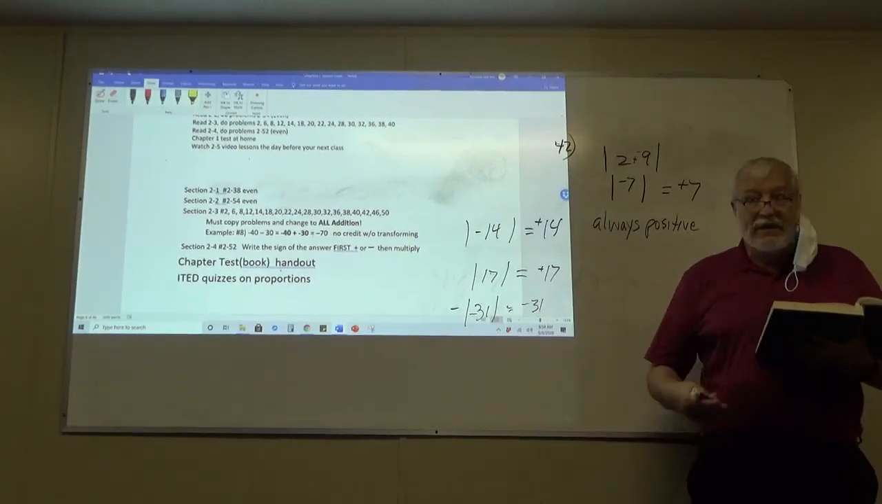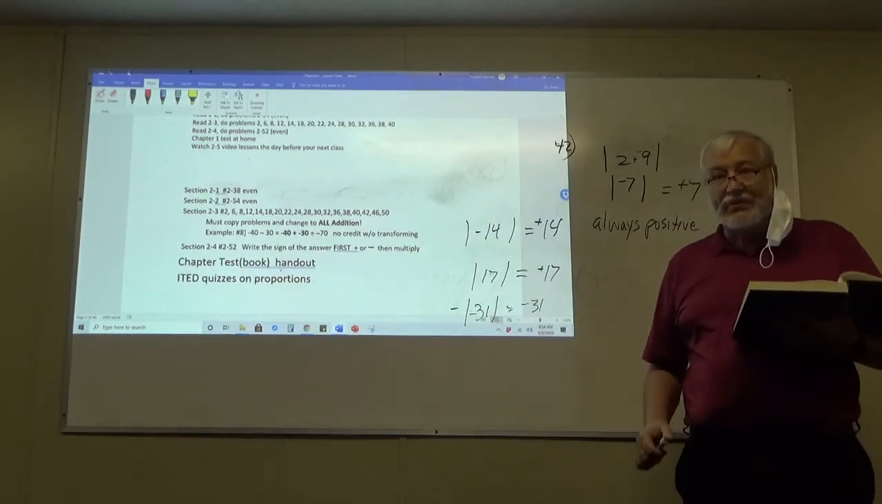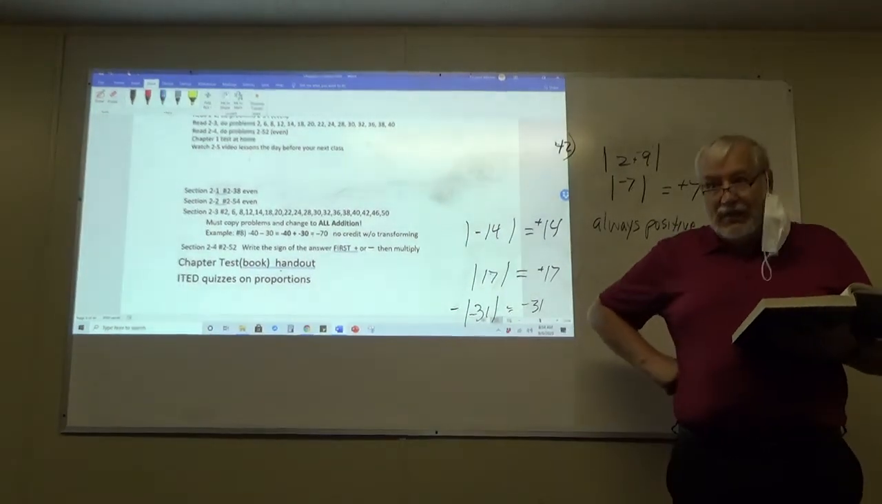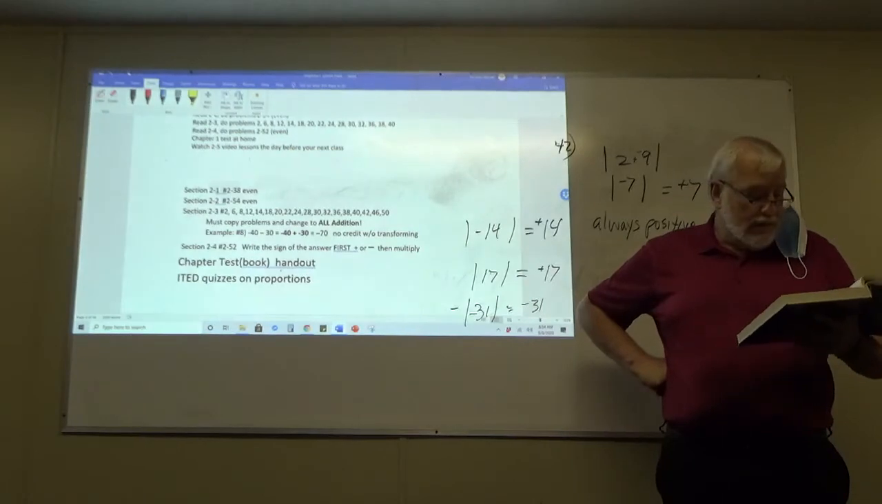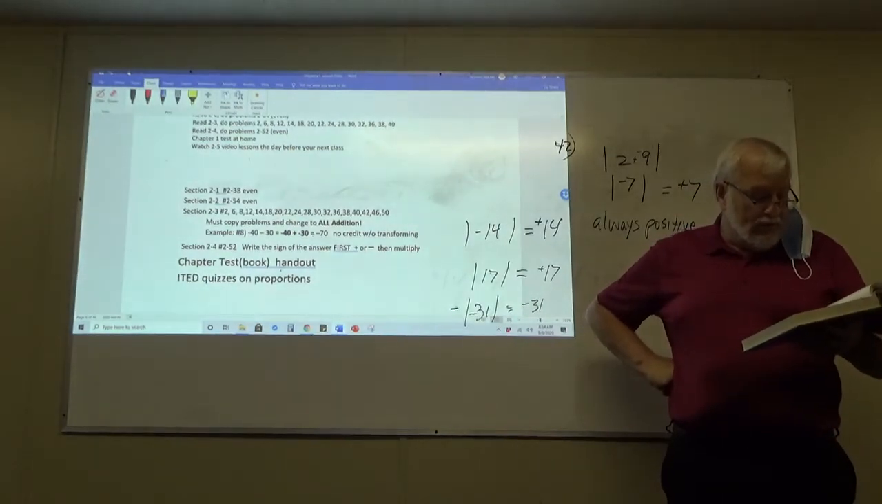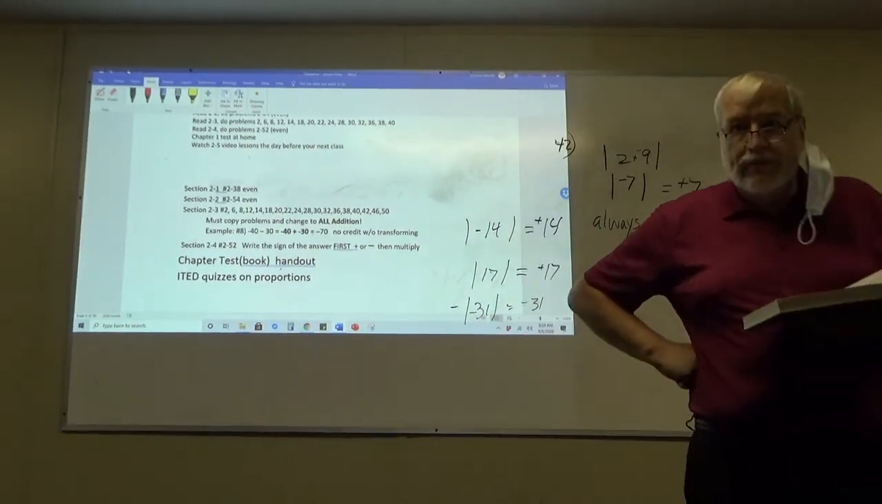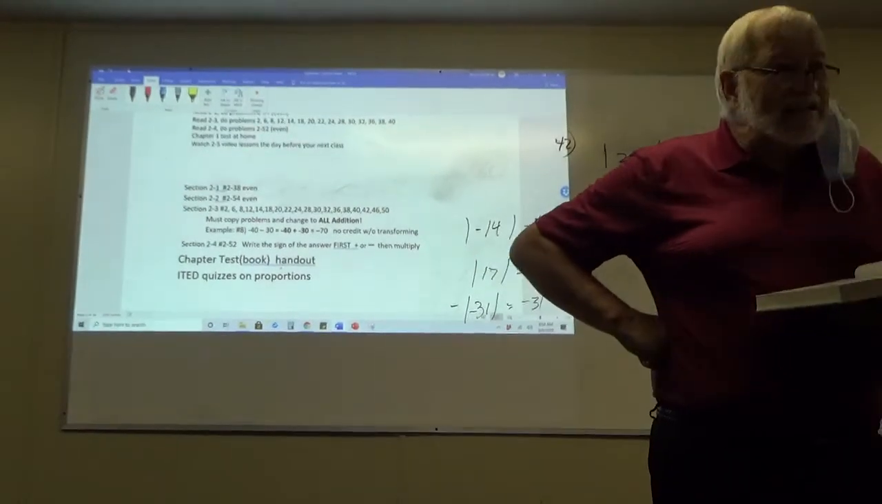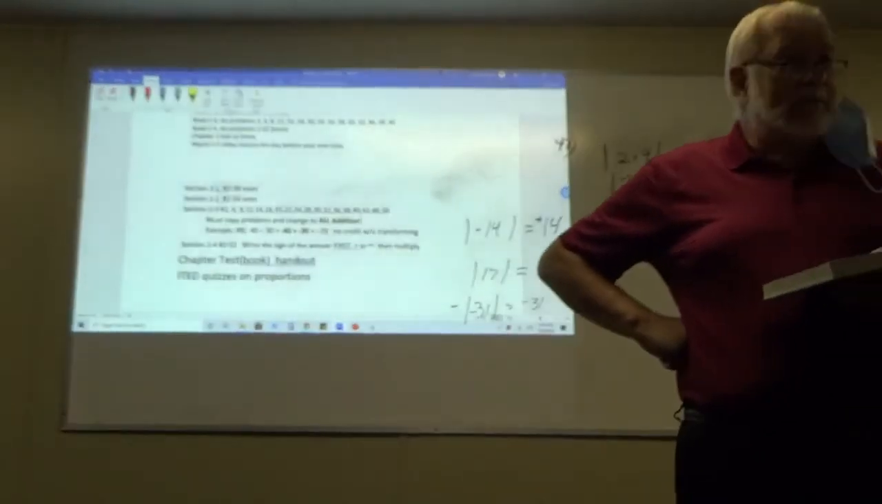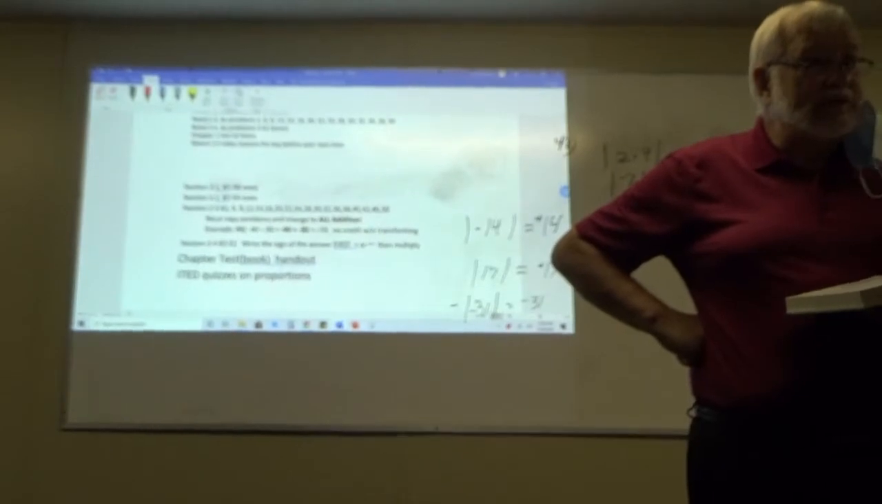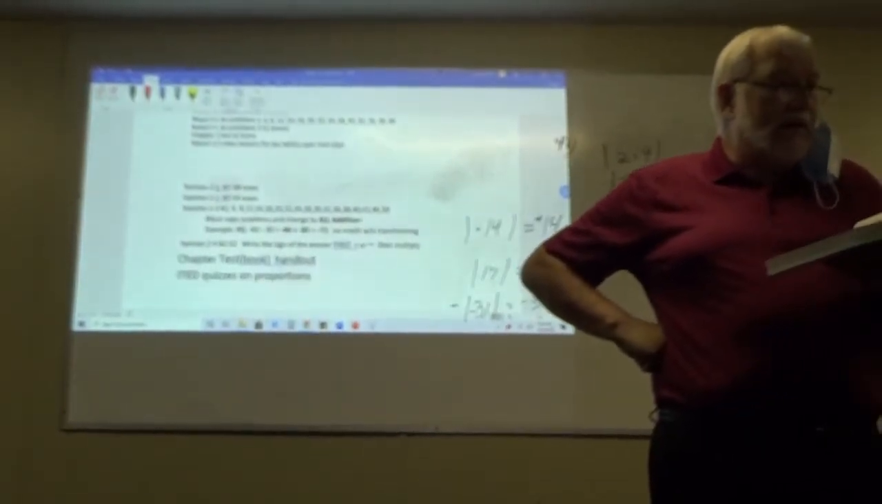All right, now, the test for this chapter has an absolute value problem on it. And so we had to make sure that we went over it. So let's look at 44. Right now, the last thing that you're going to do because of the absolute value marks is that you're going to make it positive. So what's going on the inside?